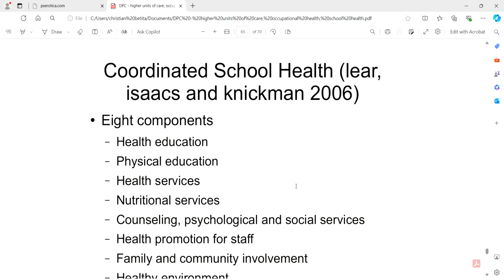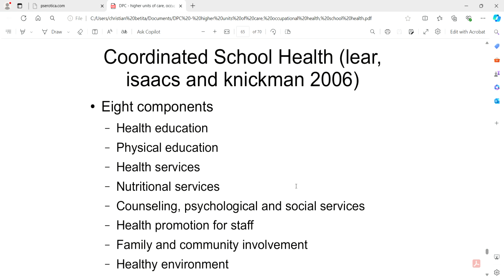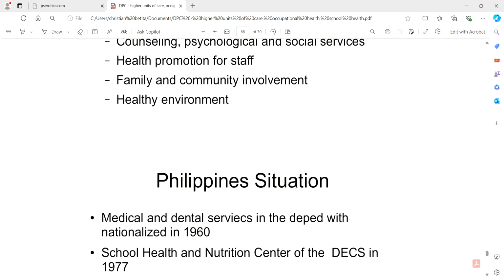Okay. Coordinated school health naman, this is the model that's being proposed by the CDC. So it has 8 components similar to earlier. So health education, physical education, health services, nutritional services, counseling, psychological and social services, health promotion for staff, family and community involvement, and healthy environment.